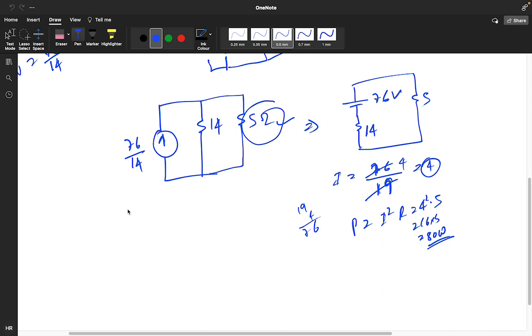In graph theory they ask very few questions. And Laplace and all we will see in signal systems and control systems. Even if we do the Laplace and resonance part here, it will be very little.